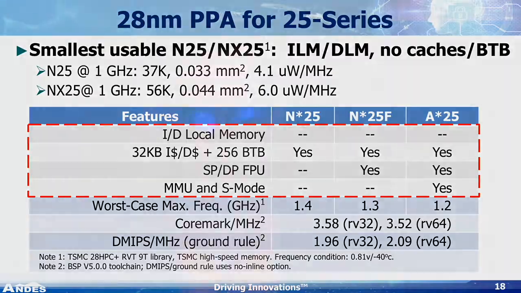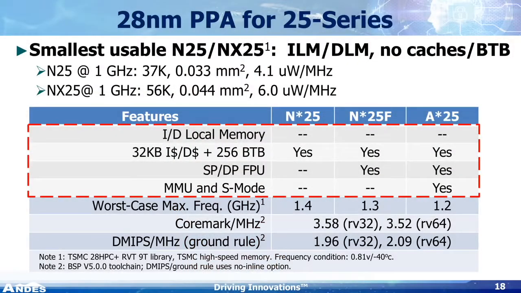And down there on the table is a more full configuration. So with 32 kilobyte instruction and data caches and 256-entry BTB, and also single and double precision floating point, and with MMU or not. So you can see it across a wide range of features.